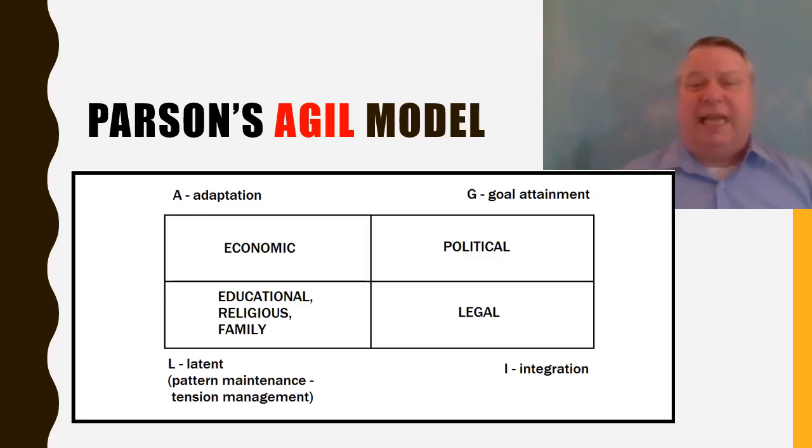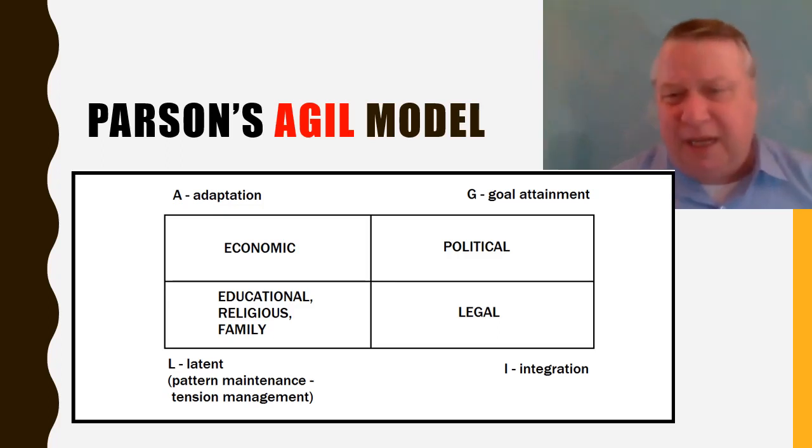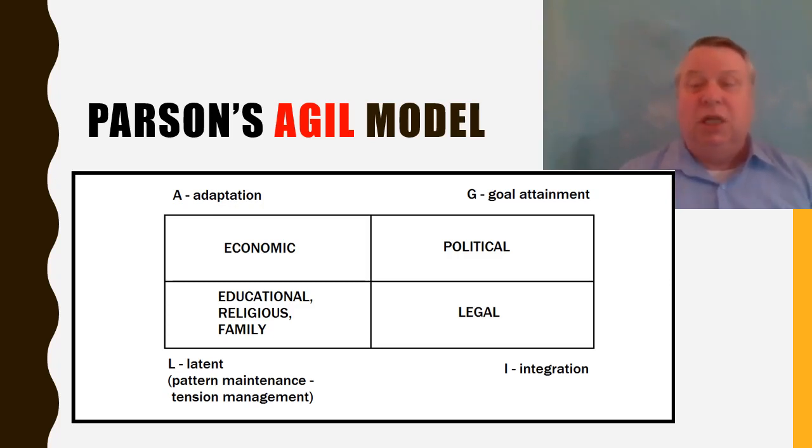And then L stands for latent. Now here, Parsons means something that's below the surface that keeps things also together. Pattern maintenance, values, dealing with tensions, concerns on an individual and community level. And this is the role of education, religion, and the family, right? So the family is seen as a haven where you go and you feel better. You have church tells you that you're doing the right thing, you're going to go to heaven, everything's fine. Education teaches you how to get along with other people. So in other words, it keeps things going.